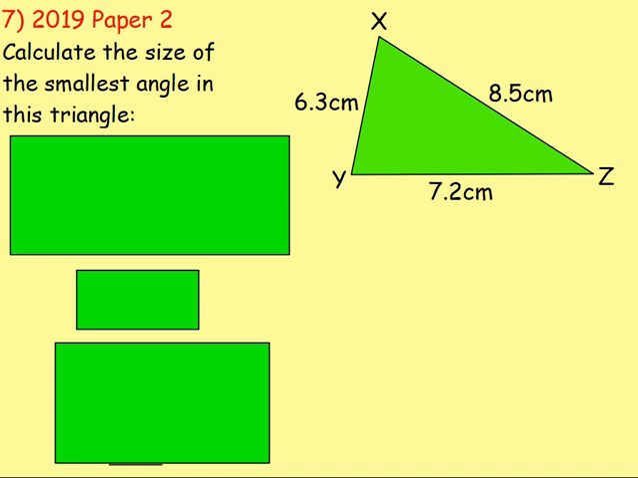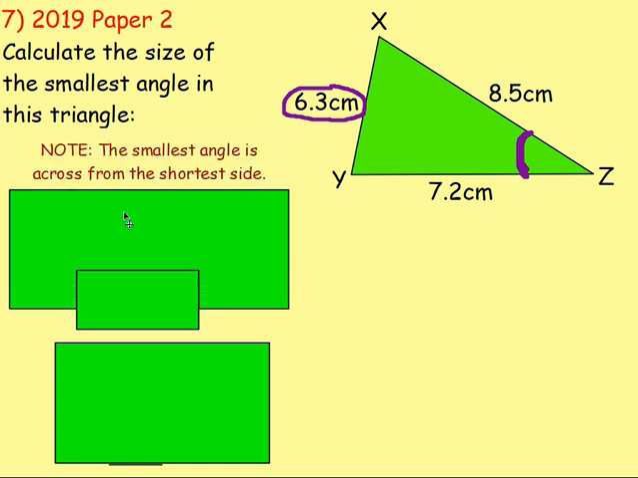Example 7 from the 2019 paper 2. So it's a calculator problem. Calculate the size of the smallest angle in this triangle. Which one's the smallest one? The smallest angle is always across from the smallest side. It is indeed. There is the smallest side, the 6.3 centimetres, and the smallest angle, you can maybe tell by looking at it, is there. So one thing to know is the largest angle is always across from the largest side, and the smallest angle is always across from the smallest side.